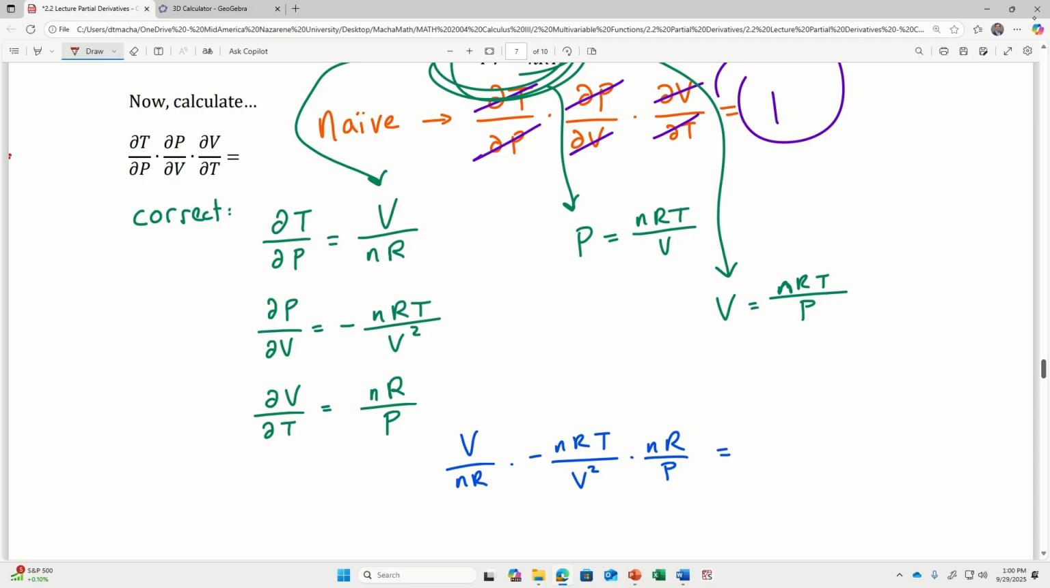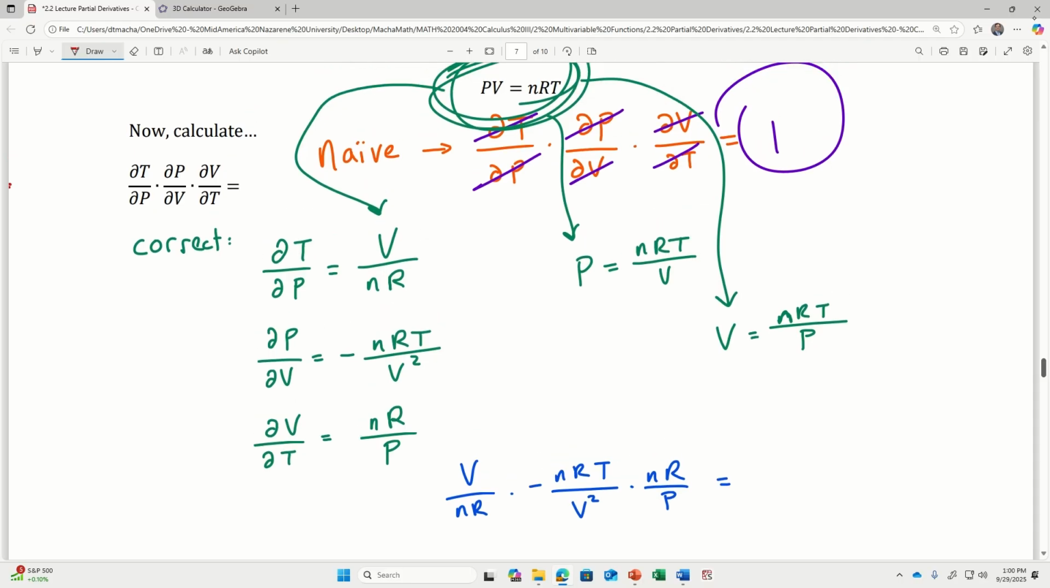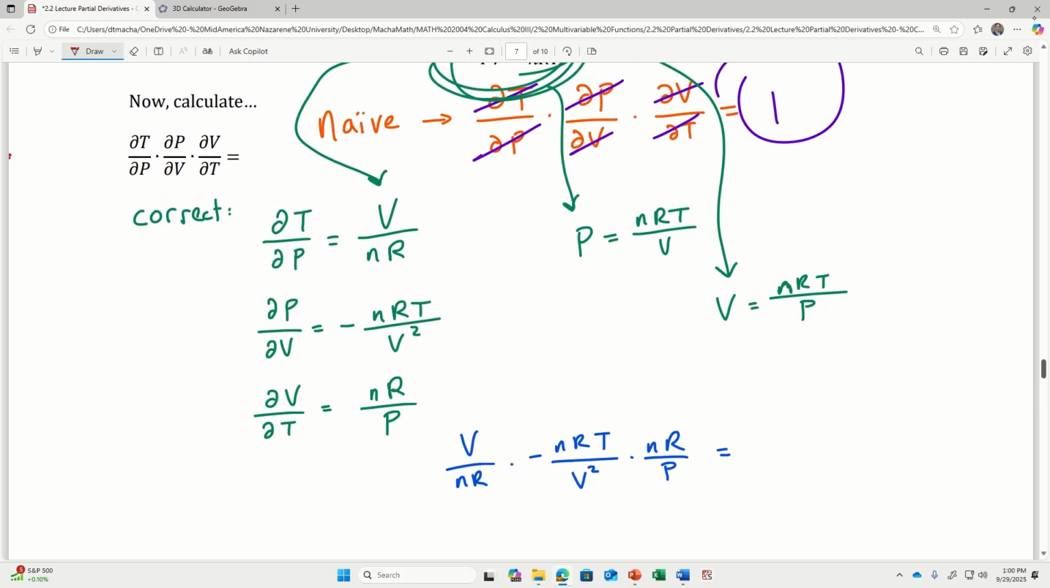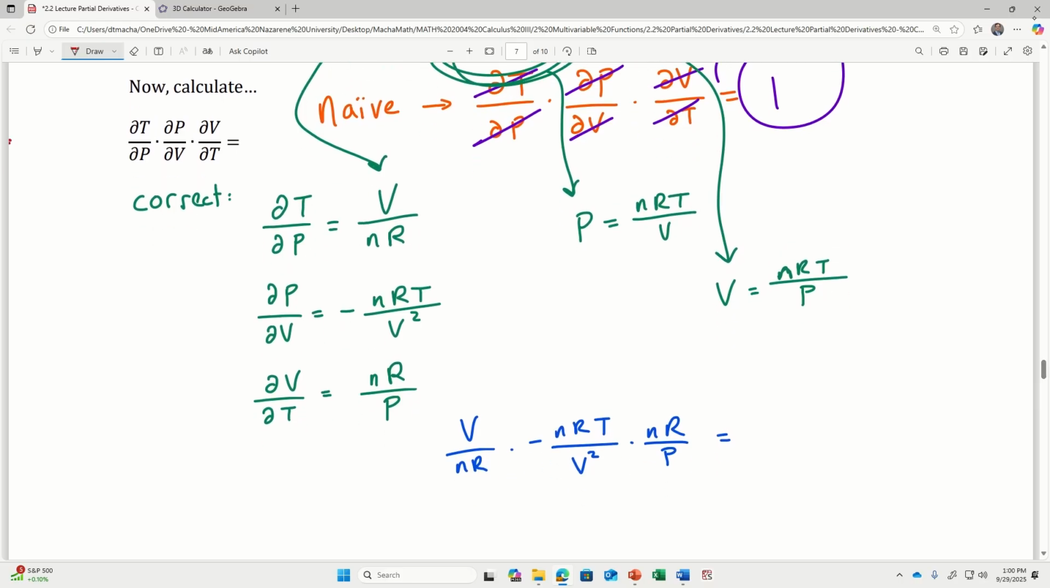What am I not doing correctly? I don't know. Let's see where it goes, and then we'll think about it later. Has anybody seen me make a mistake yet in this problem? I'm only asking because I think that not all of these are going to cancel, and I expected all of them to cancel.